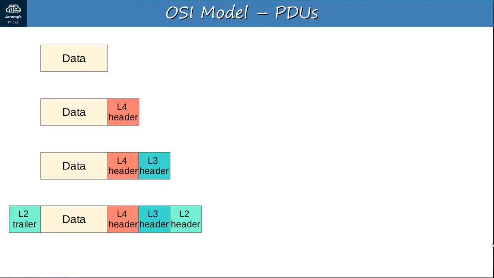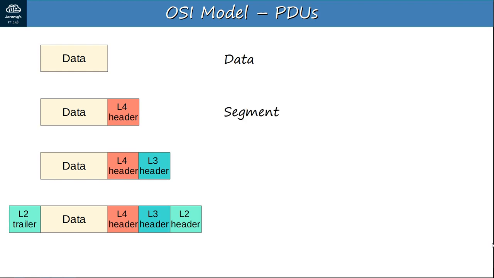Before moving on, I want to review some terms. When an application wants to send data to another system, it interacts with the application layer of the OSI stack, and the data is prepared to be sent. When the layer 4 header is added at the transport layer, what is this combination of data plus layer 4 header called? It's called a segment.